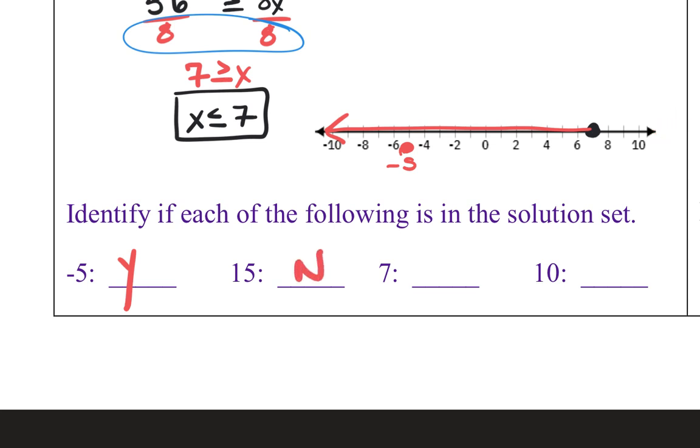7 would be right here, right where the dot is. Because it's closed, would it be included? Yes, if it's a solid dot, it's going to be included in my set. And then 10 is over here. Would 10 be included in my set? No, because it's not at the dot, and it's not on the shaded region. It has to be in that shaded region. So because it's not, we're going to put no.